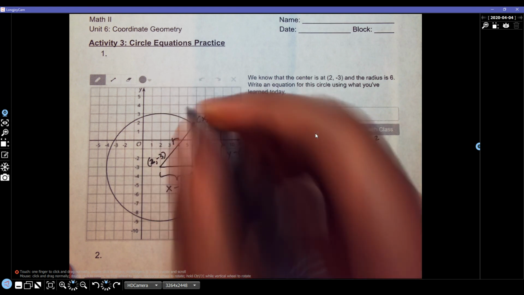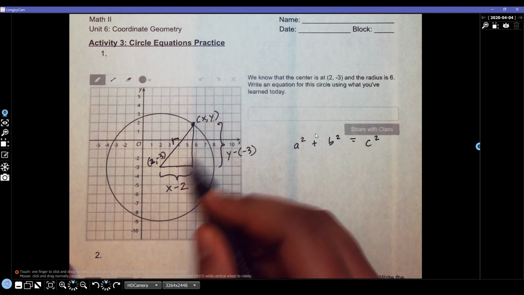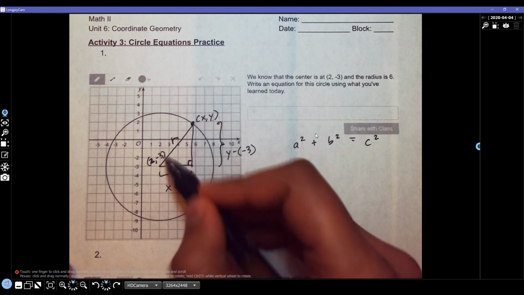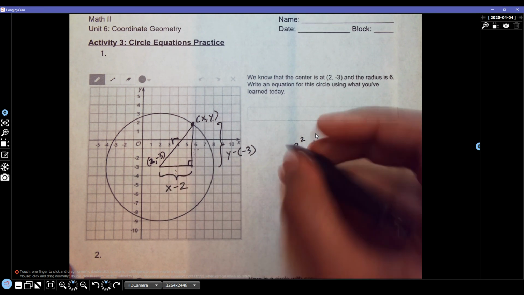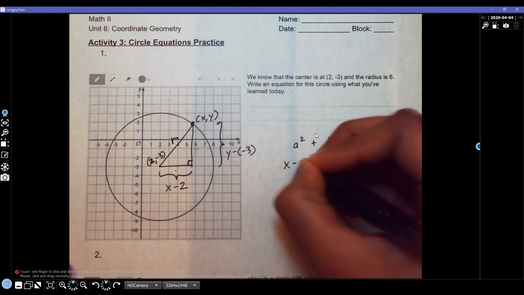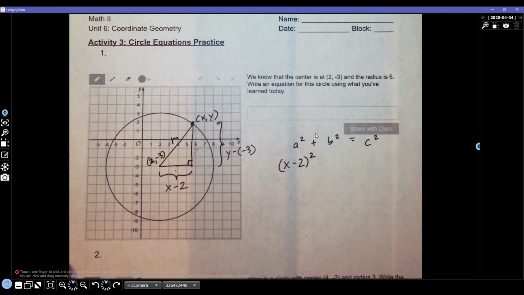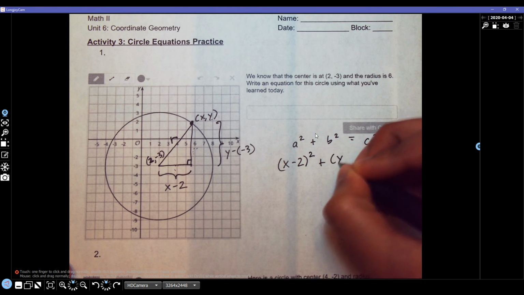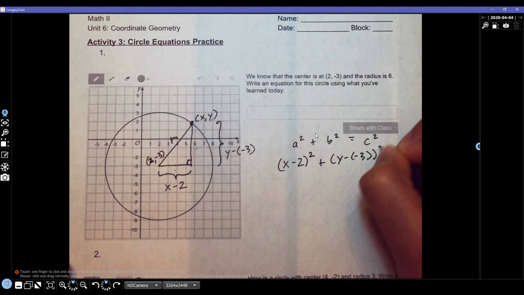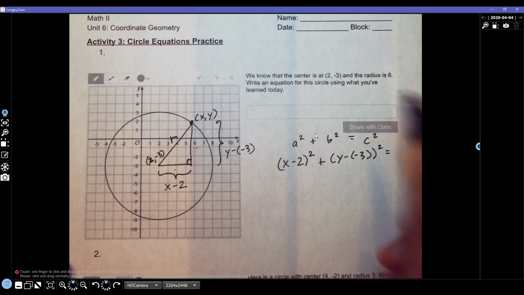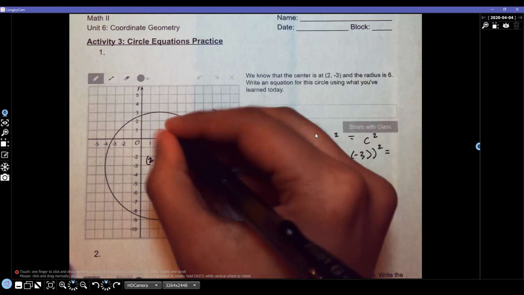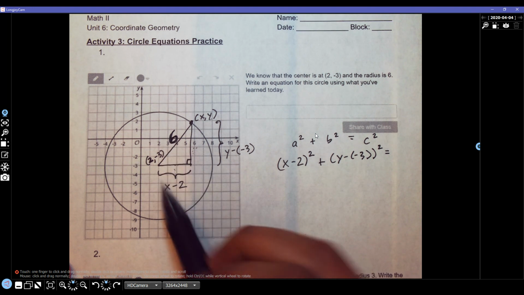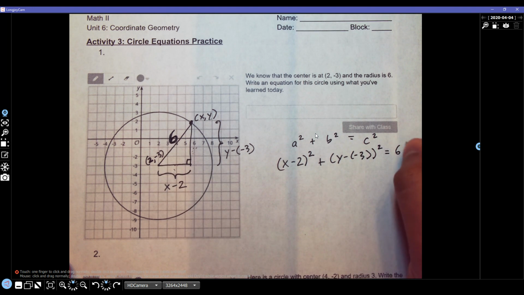So we don't know what our radius is, but either one of these two sides can be our a and b, because in a right triangle, this part's our hypotenuse, but either one of these can be our a or b. So I'll just make our x minus 2 be our a, and then our y minus -3 be our b value. (y minus -3) squared equals. And remember, we are given that our radius here is 6. So I'm actually going to make this a 6. And since 6 is our c value, instead of c over here, I'm just going to put 6 squared.